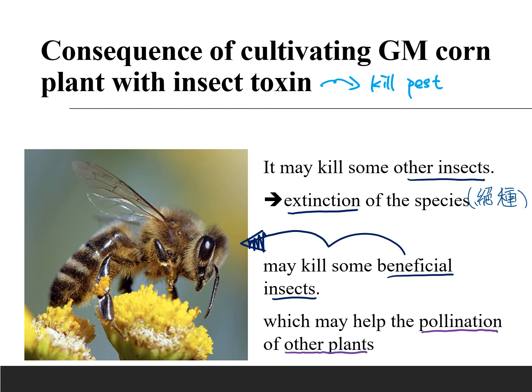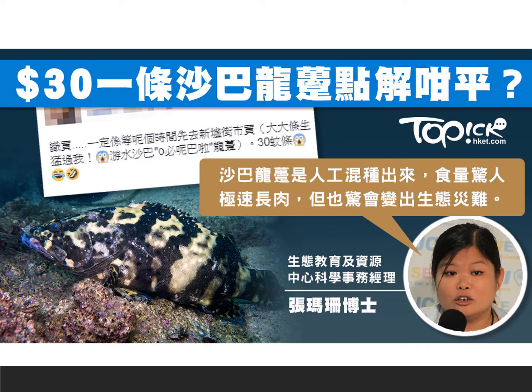If you kill such beneficial insects such as the bees, which help in pollination, there will be fewer insects helping in pollination and reproduction of flowers. This can be very troublesome. Not only will the insects become extinct, some plants or flowers which rely on pollination by the bees will also become extinct. So this is not a good situation. This is a problem. Another problem caused by the genetically modified organisms, the GMO, might be ecological disaster or ecological imbalance.